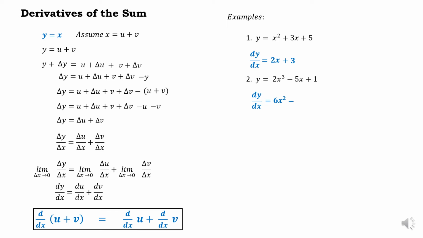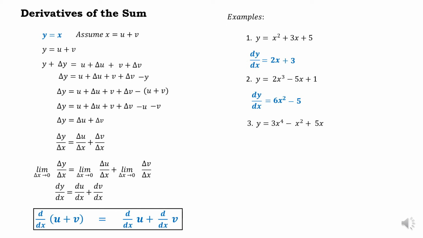Minus the derivatives of 5x, which is constant and variable. Just copy the constant, multiply by the derivatives of variable, which is 1. Therefore, the derivatives of 5x is equal to negative 5. Plus the derivatives of 1, which is 0. So therefore, the derivatives of 2x cubed minus 5x plus 1 is equal to 6x squared minus 5.